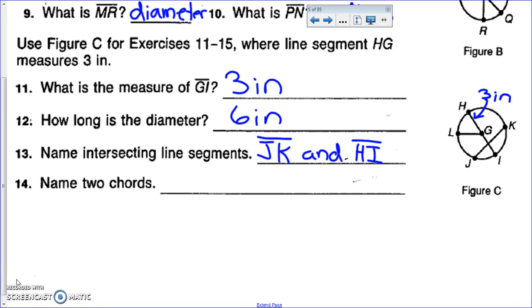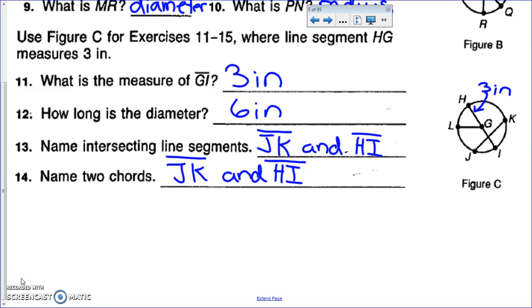Fourteen asks us to name two chords. We know those are line segments where both endpoints are on the circle. So again, it's going to be JK and HI. Please make sure all of the work is copied down and glue this page in your math notebook.